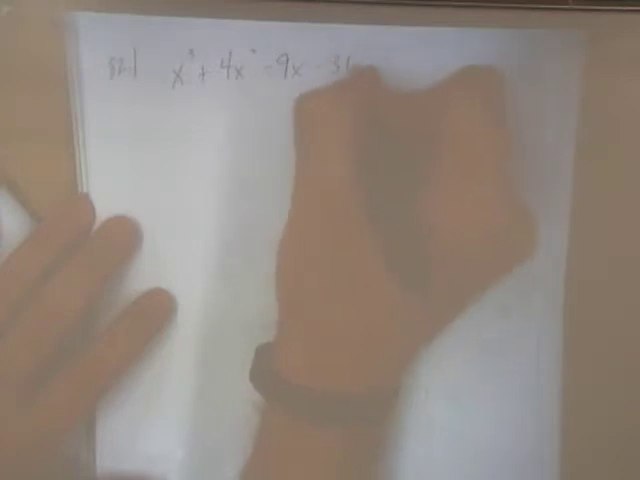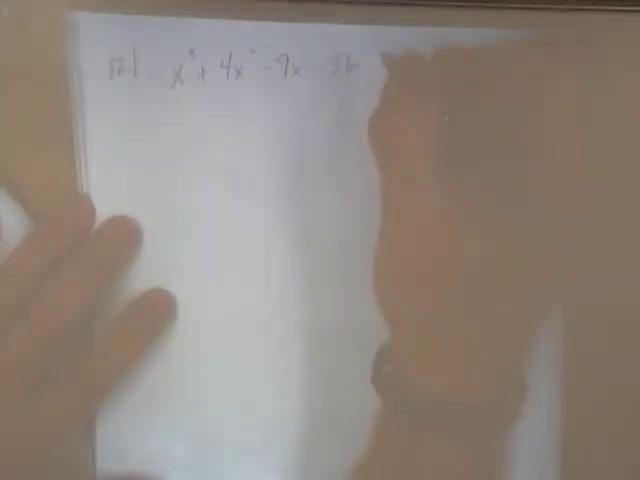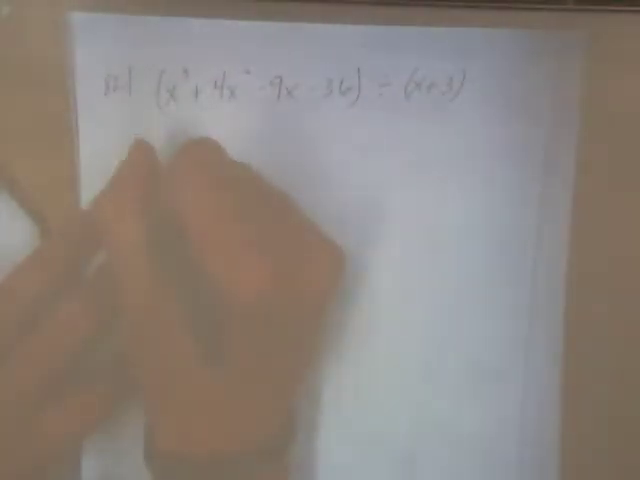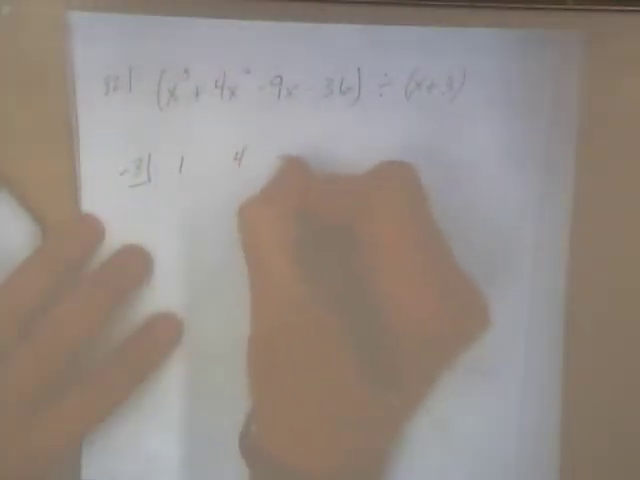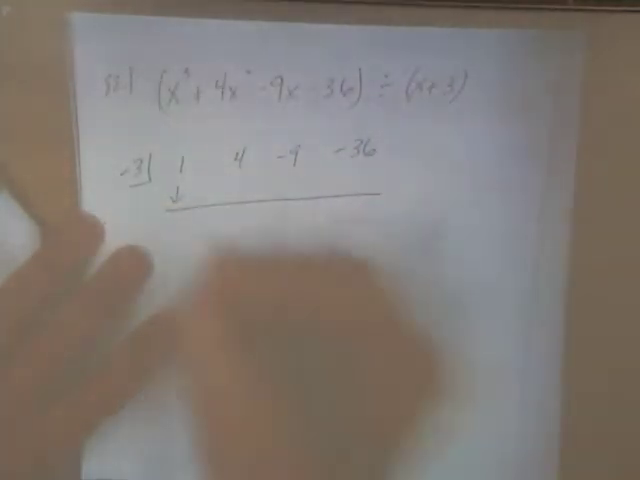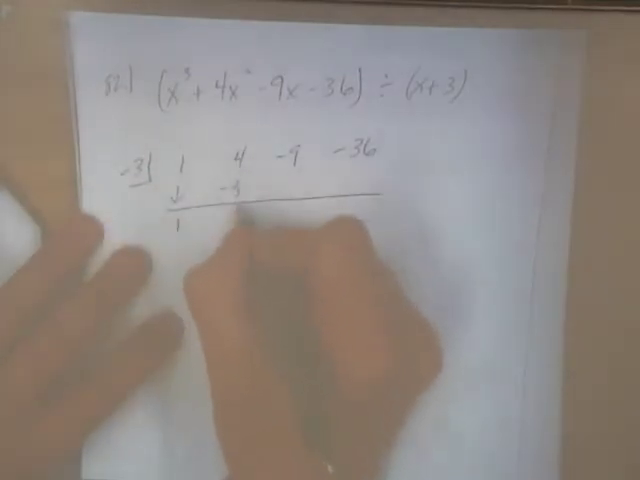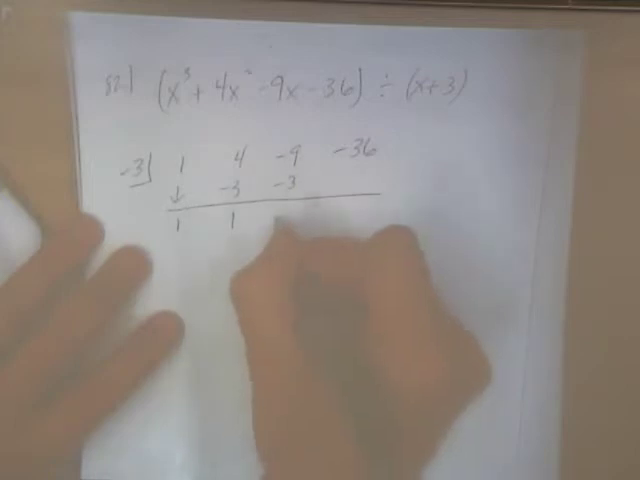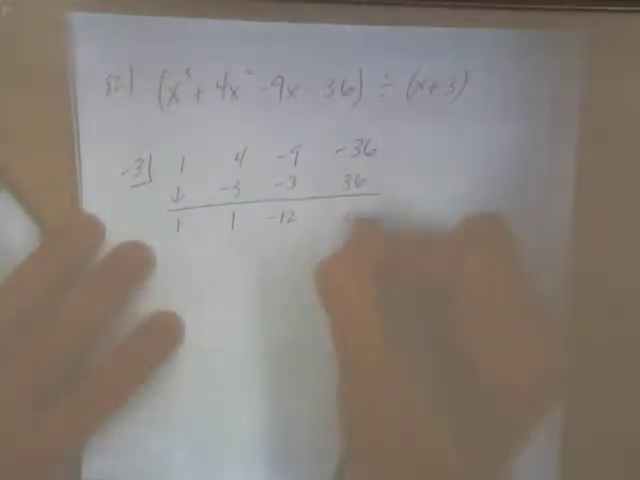Blank divided by blank is what? Okay, so again we'll do synthetic. I'll put negative 3 in the box. 1, 4, negative 9, negative 36. So 1, negative 3. Combine those, you get 1. Multiply, negative 3, negative 12, 36, 0.